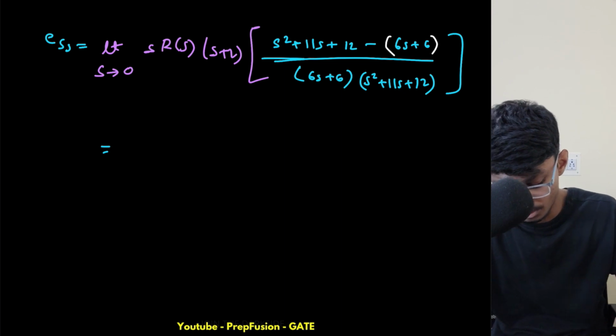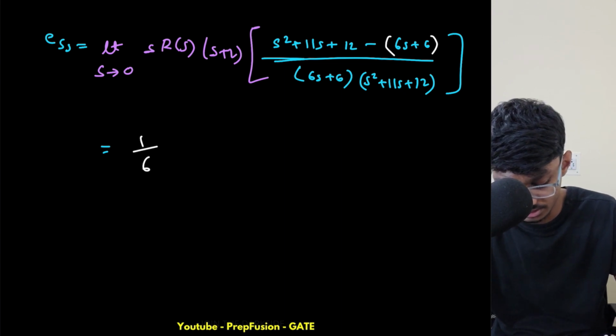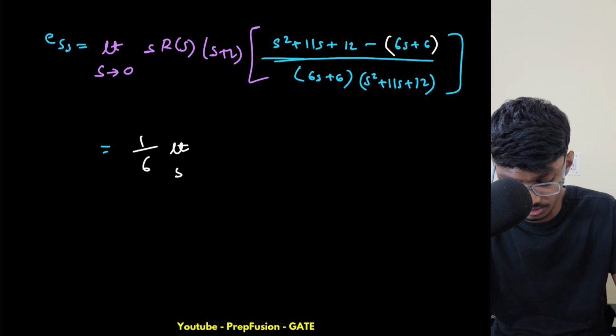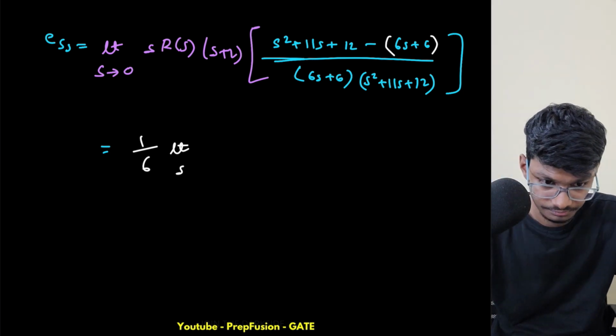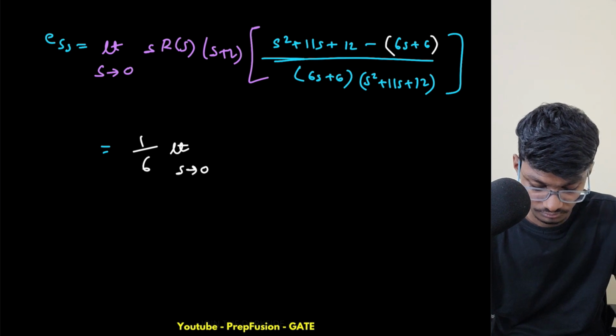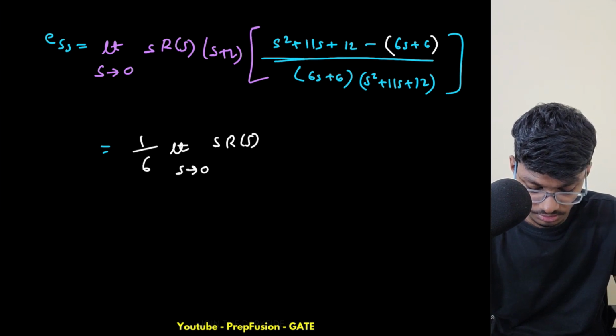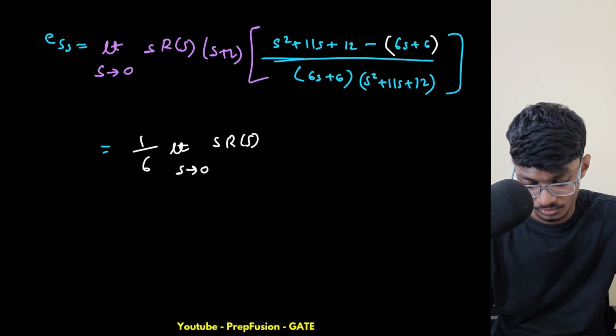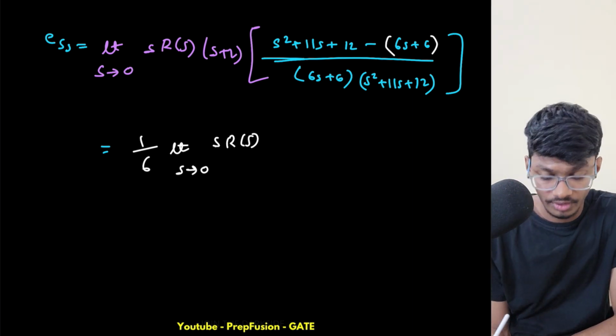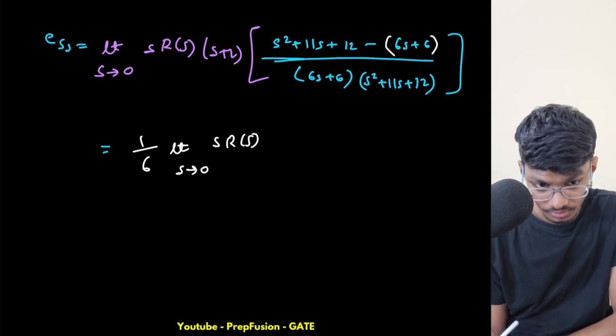So basically my final expression will be 1 by 6 into limit s tending to 0 of s R of s. So this is what my final expression will be.